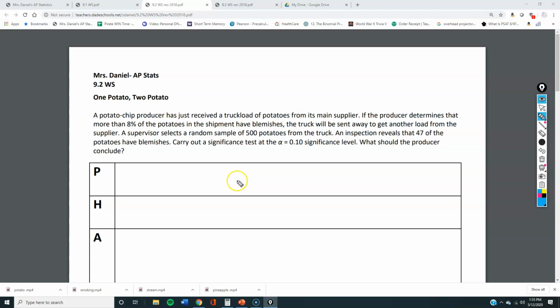Alright, we're looking at potatoes with blemishes, right? Y'all can read. That's too big. Alright. I'm not going to do phantom, I'm going to do state, plan, do, conclude. So state. Alright. What do we want to find? We want to find the actual proportion of blemished potatoes, right?